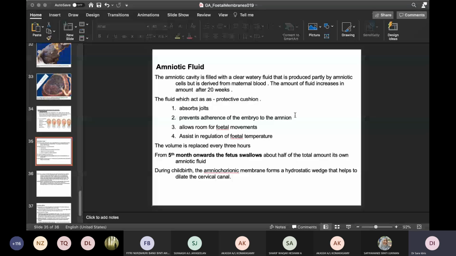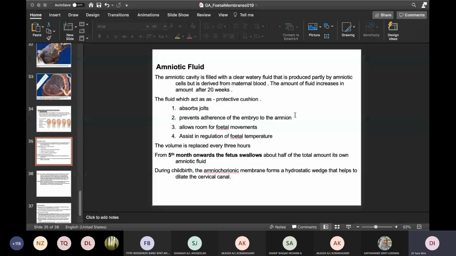Okay, and after 20 weeks, remember, the placenta barrier will be smaller, or will only be consisting of 2 layers. Then you have more and more amniotic fluid that would surround the baby. So what are the functions of amniotic fluid? It will help to protect the baby.